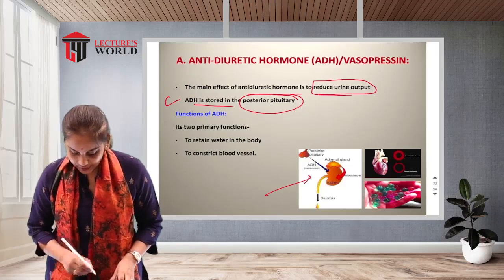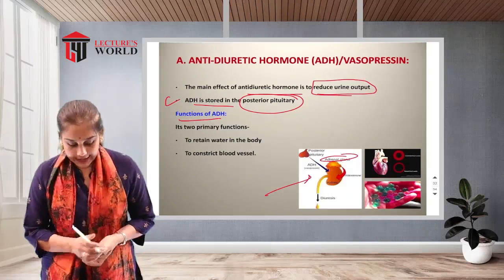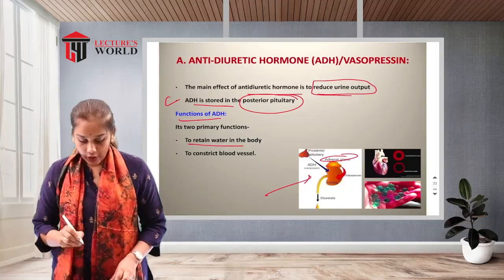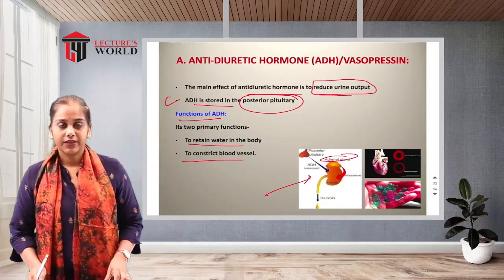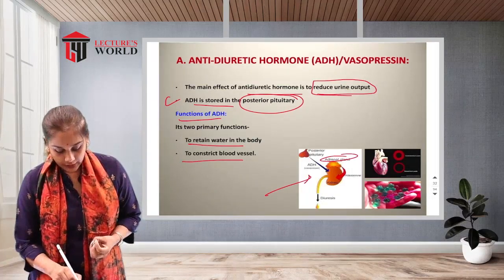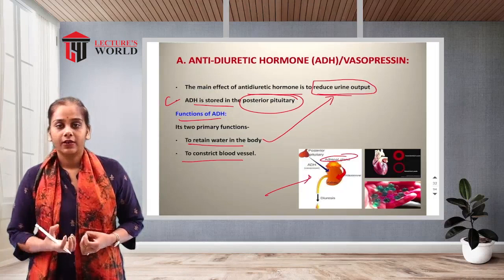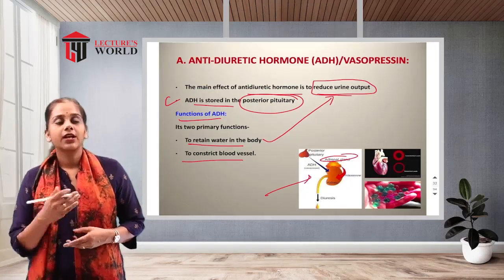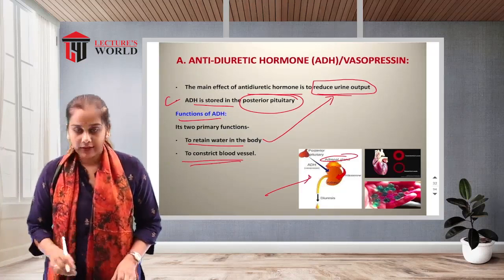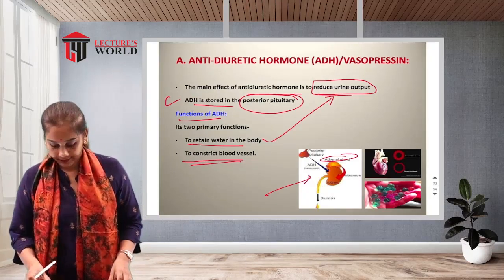You can see in this figure, this is the adrenal gland. The two major functions of ADH are to retain water in the body and to constrict the blood vessels. They retain water in the body, which also reduces urine output, because they are trying to retain water inside the body. So that is why urine output is reduced. Also, they produce constriction of the blood vessels.